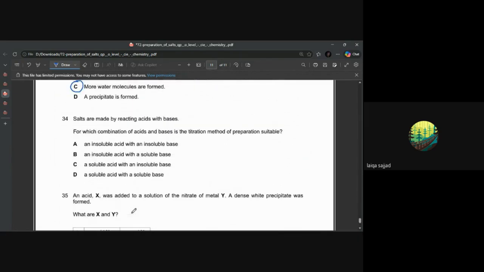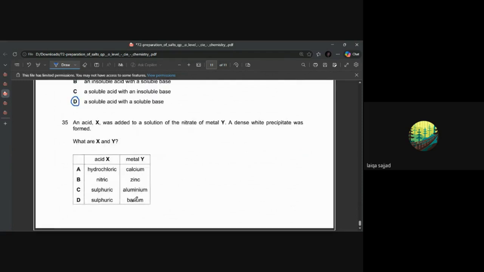Okay, then we are given that salts are made by reacting acids with bases. For which combination of acids and bases is the titration method of preparation suitable? An insoluble acid with an insoluble base, an insoluble acid with a soluble base, a soluble acid with an insoluble base, a soluble acid with a soluble base. So which combination? Titration, a soluble acid with a soluble base. Option D, right? Yes. Very good, excellent.